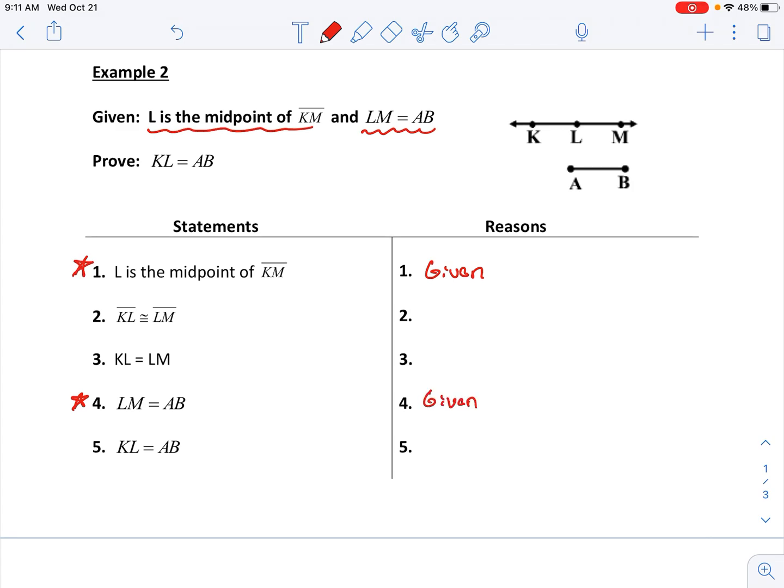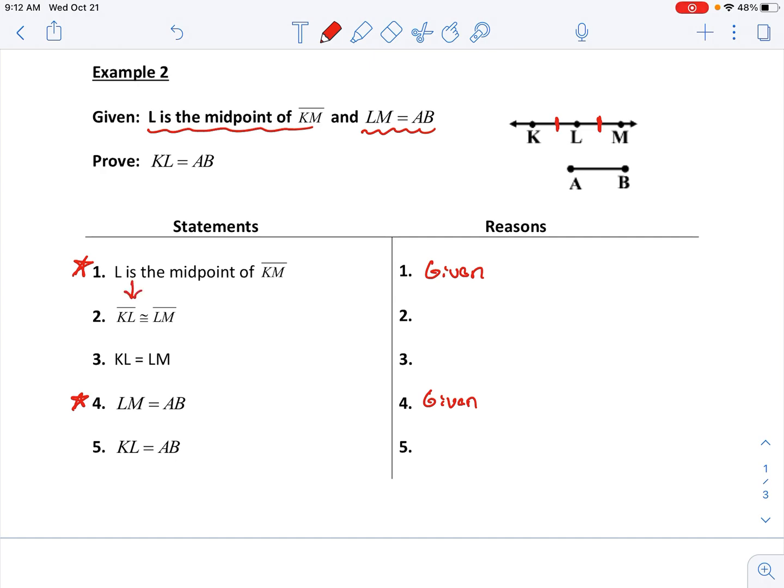You won't see that all the time, but I want to point that out right away. So L is the midpoint of KM. Now look over here. Here's where L is. And if it's in the middle, that means it's the same distance to K as it is to M. And if it's the same distance, what I can say is that KL is congruent to LM.